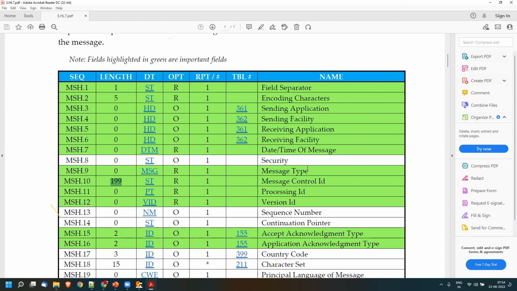We cannot just memorize it right away, but from my experience, these are the fields that we usually talk about during our implementation. We may not have time to look back into the specification and understand. Let's say that a vendor asks, what are you sending in field 3456? We need to be aware of what is being sent there. It would be faster if you are aware of it. So try to memorize whatever is present in green.